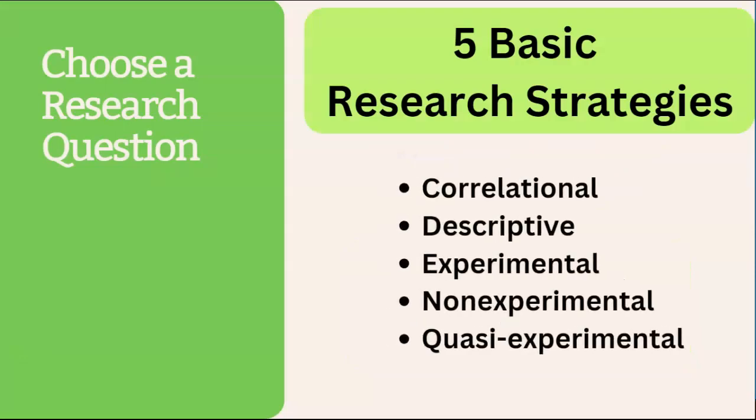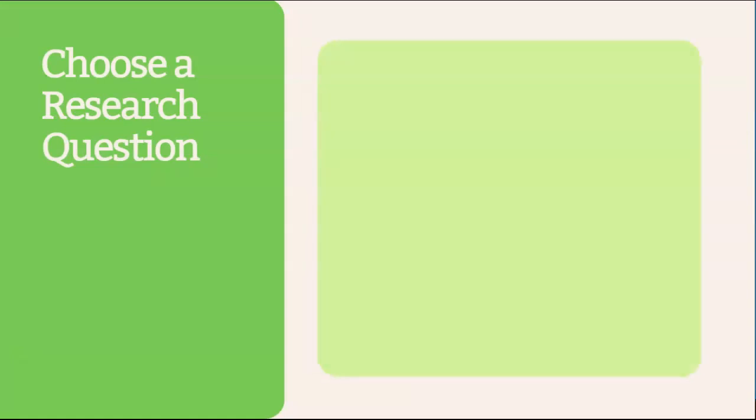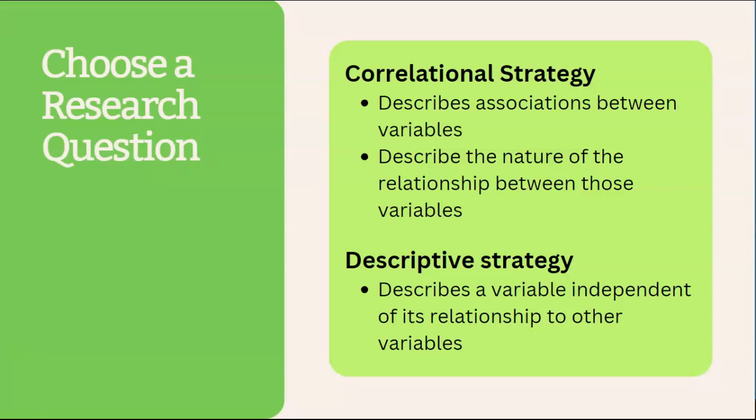In your textbook, you learned that there are 5 basic research strategies: correlational, descriptive, experimental, non-experimental, and quasi-experimental. For this assignment, you will be focusing your strategy on either correlational or descriptive strategies. A correlational strategy describes associations between variables and describes the nature of the relationship between those variables. A descriptive strategy focuses on describing a variable independent of its relationship to other variables.